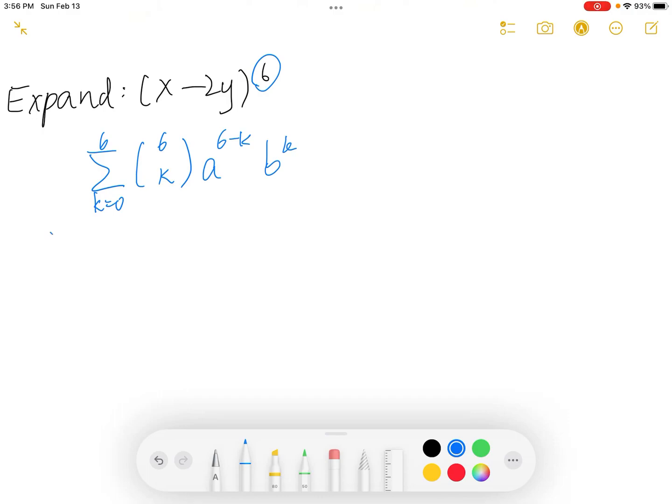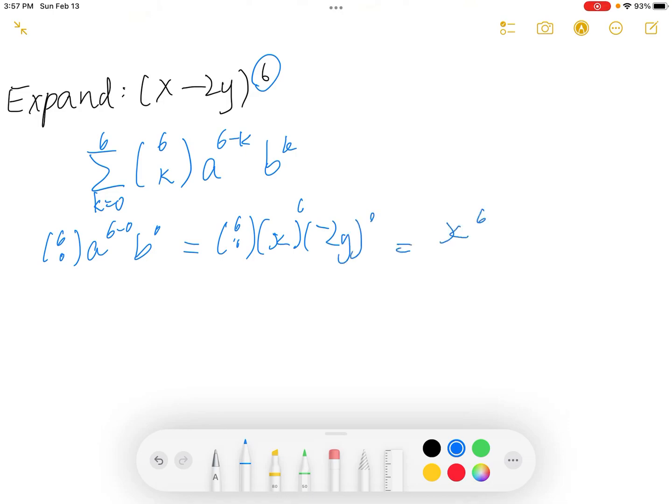Okay, let's start. With the binomial coefficients, we know that 6 choose 0 is just 1. So the first term is equal to, we can just substitute in x for a and negative 2y for b. So it's just equal to x to the 6. Now our second term, 6 choose 1 is equal to 6. And now we have x to the 5th power.